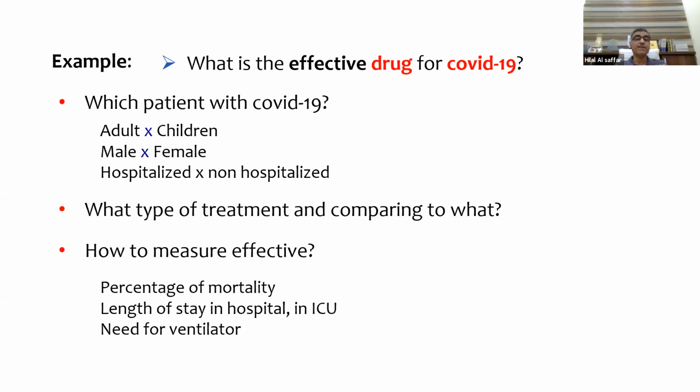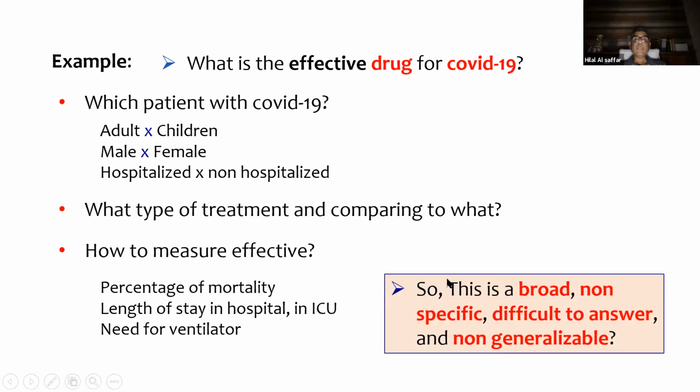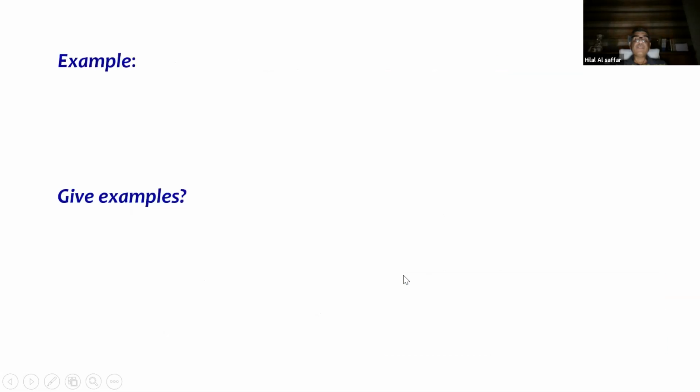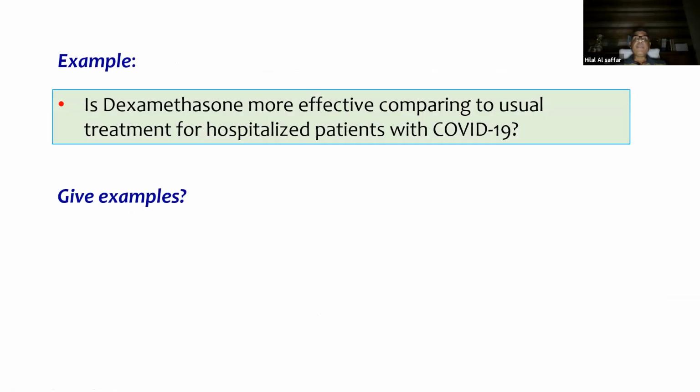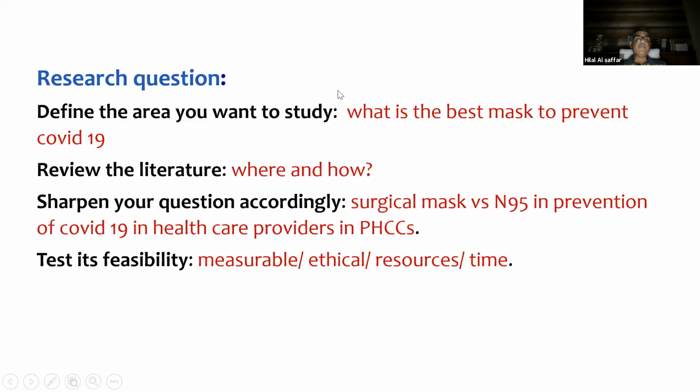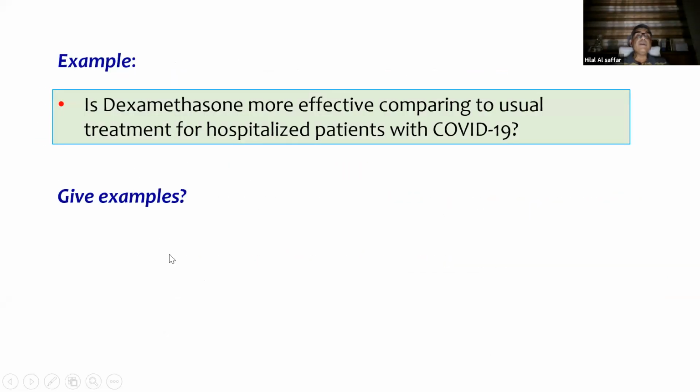So it is different, and therefore defining effectiveness is very vital. So this is a broad research question which is difficult to answer and difficult to generalize. We will take this example in my talk: is dexamethasone more effective compared to usual treatment for hospitalized patients with COVID-19?